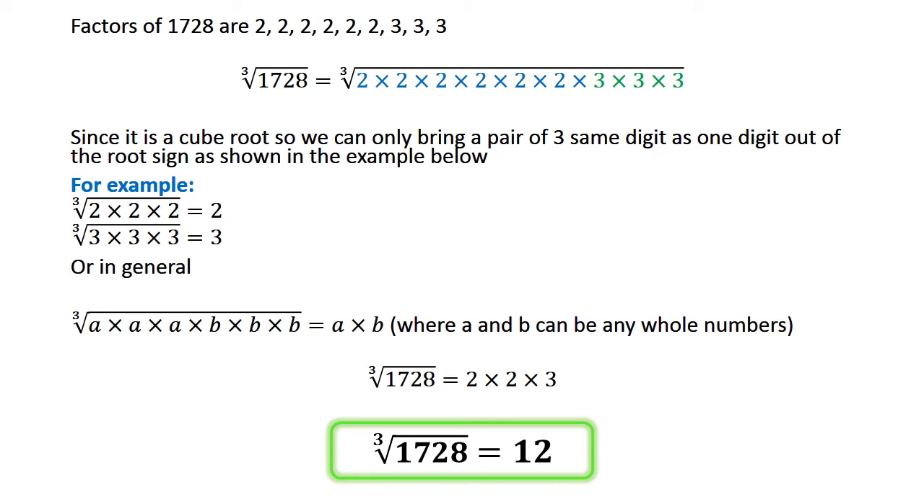So in the factors of 1728, 2 groups of 2 and 1 group of 3 are possible, so we can bring two 2s and one 3 out of the cube root sign and write them in product form, that is 2 multiplied by 2 multiplied by 3, and by multiplying these three numbers we get 12 as the answer. So the cube root of 1728 is 12.